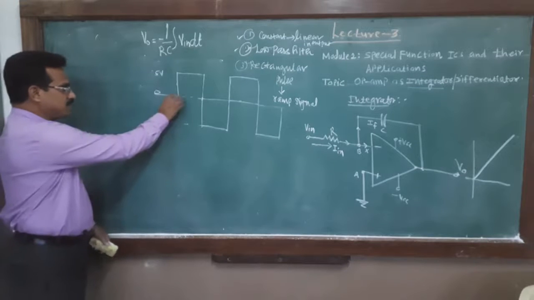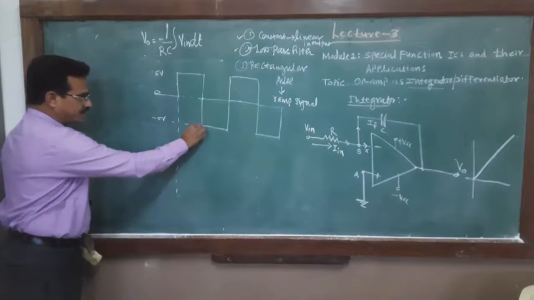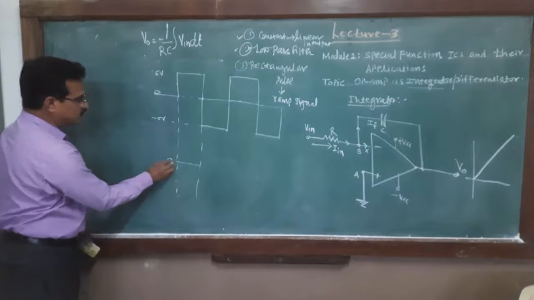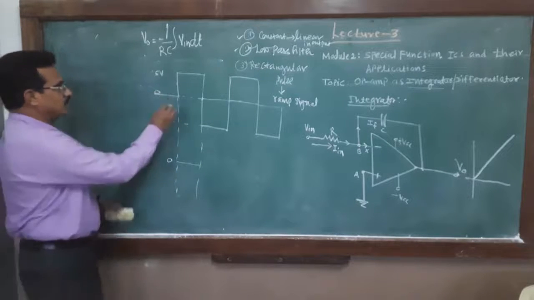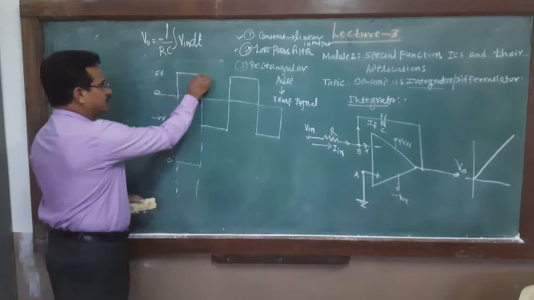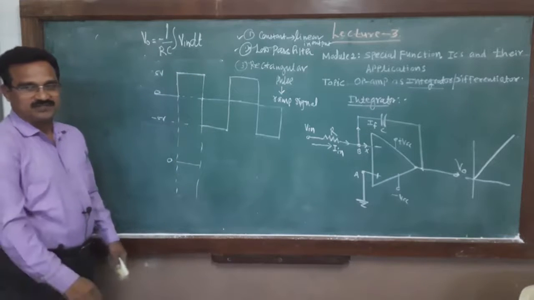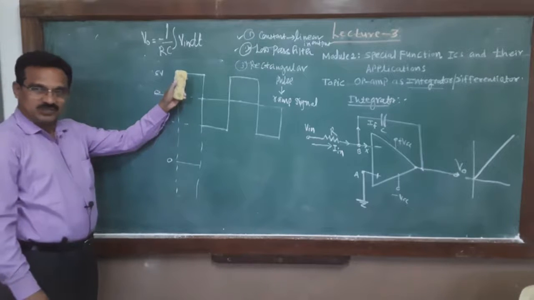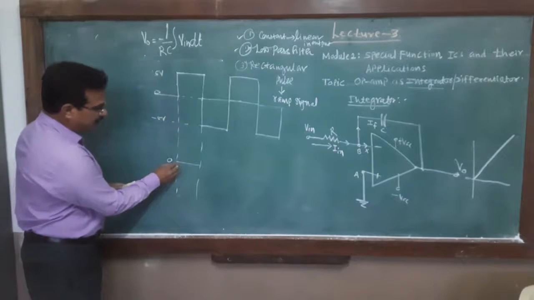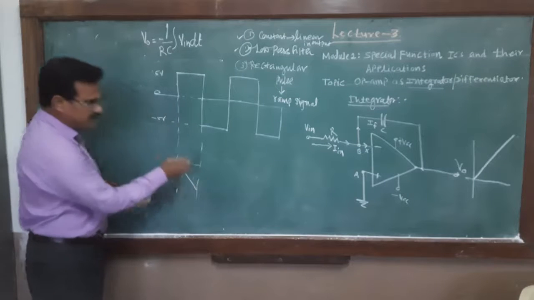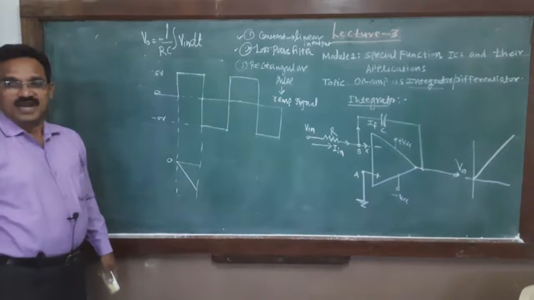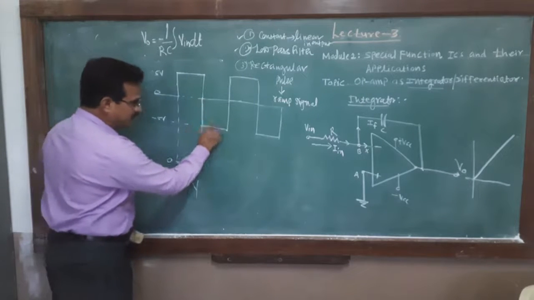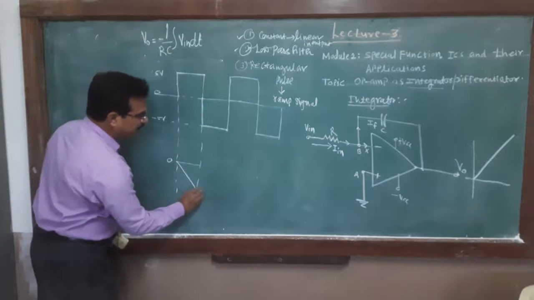And by using the same concept, what is the output? Here is the output, here is 0 volt. Means during this part, the input is constant and positive, so we get the decreasing ramp. And during this part, the input is constant and negative, so we get the increasing ramp. Again, during this part, the input is constant, and at that time we get the decreasing ramp.